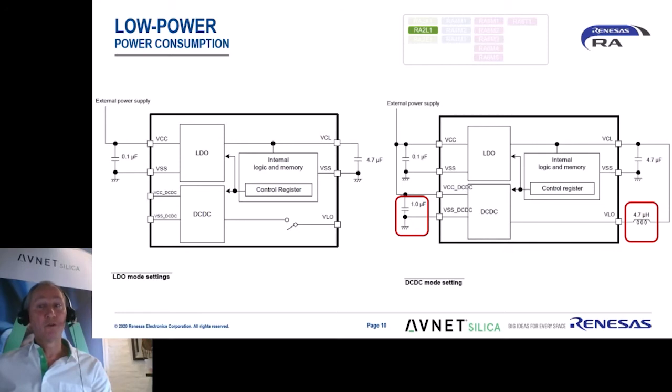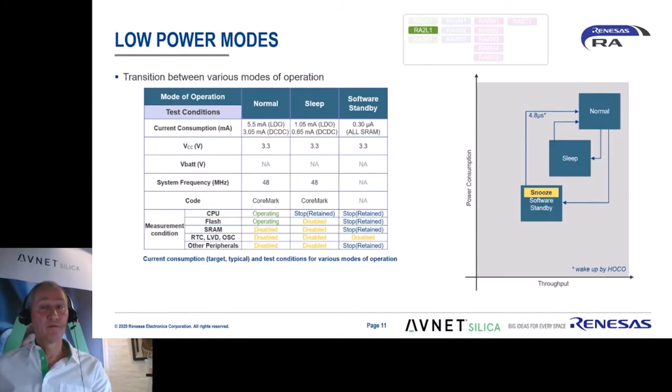Here you see the different connections when powering the RA2L1 with the internal LDO or internal DC-DC converter. The additional components are highlighted, but the advantage is a power saving of approximately 40% in active mode. Here you see the power modes and power consumption specific to the RA2L1.